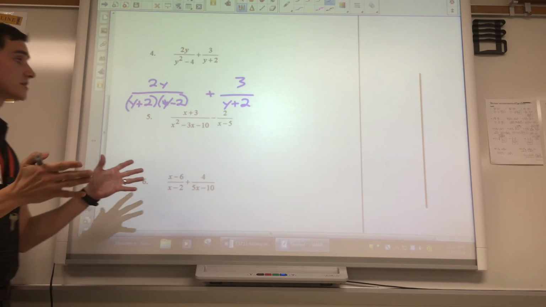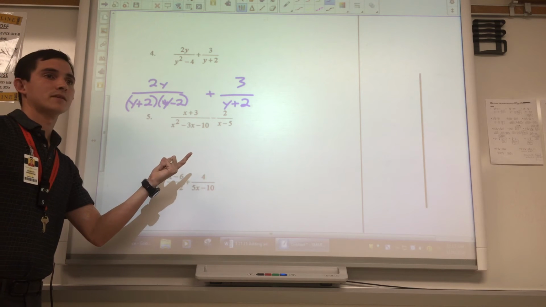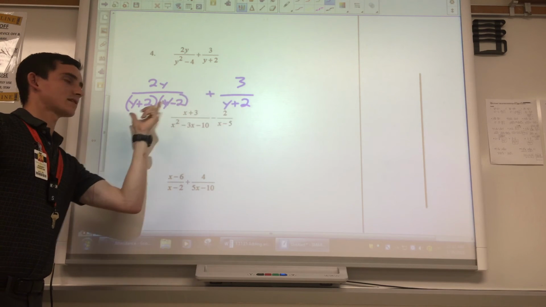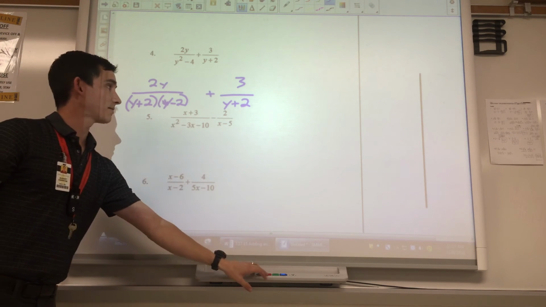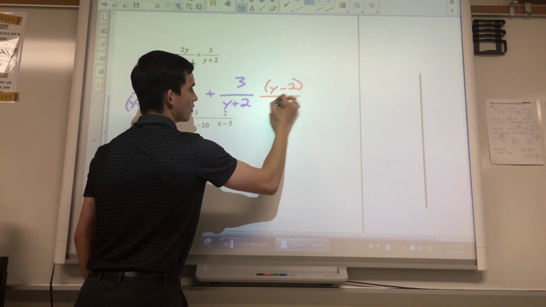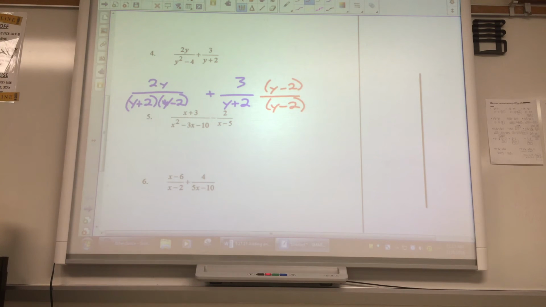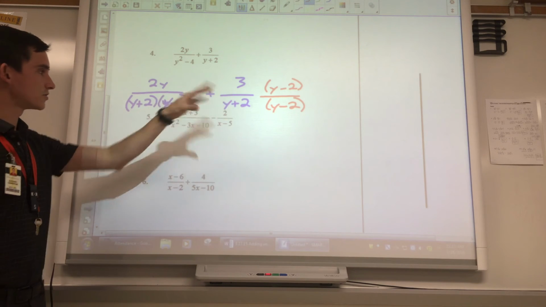So the question is, first, simple question, are they the same denominator? No. What's the right one missing that the left one has? Y minus 2. So that's what you're multiplying by. Just y minus 2 over y minus 2. Does that make sense? Yeah. So that's it. So now you just simplify.